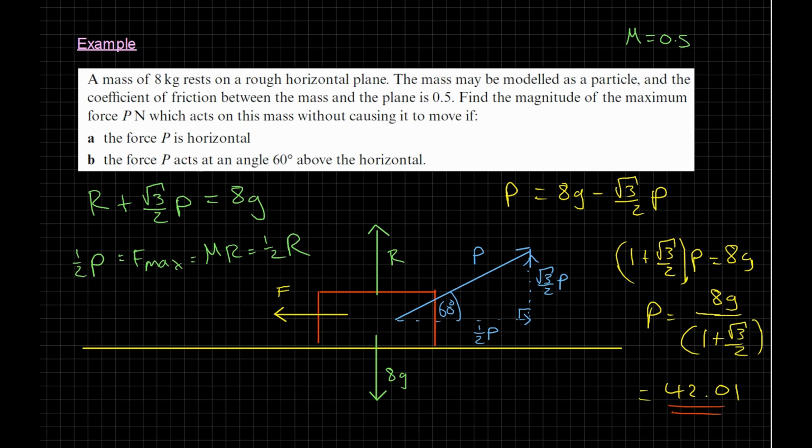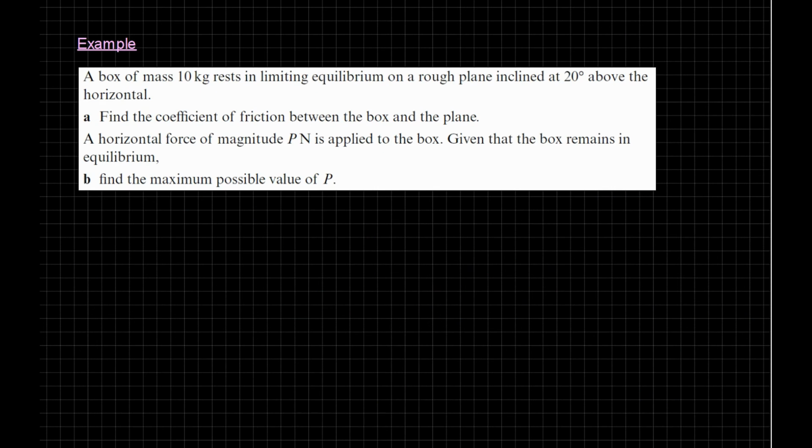So if P was 42.02, the object's going to start moving to the right. The force is not strong enough. Okay, and remember in this case, that's not the F max because that's telling us the value of P. The F max is actually half of this, isn't it? It's about 21 because the F max is going to be the same as the maximum force, P's component, which is horizontal, being equal to that friction. Okay, cool. Hopefully that made sense. I think then we've got one last example before I give you a few questions.